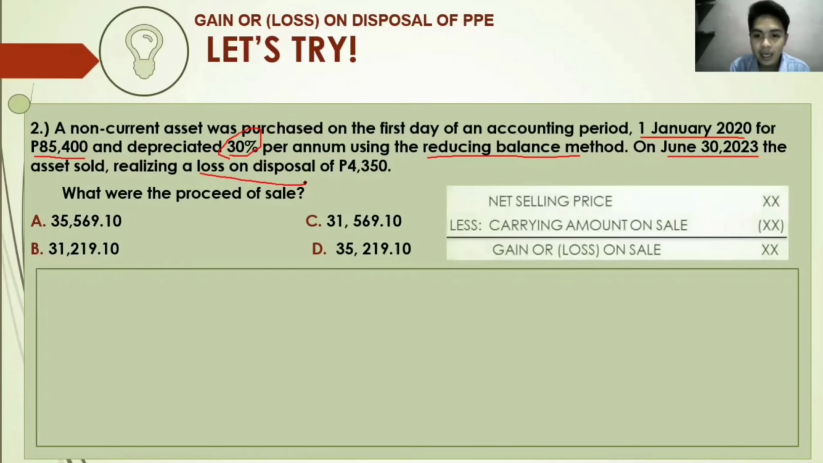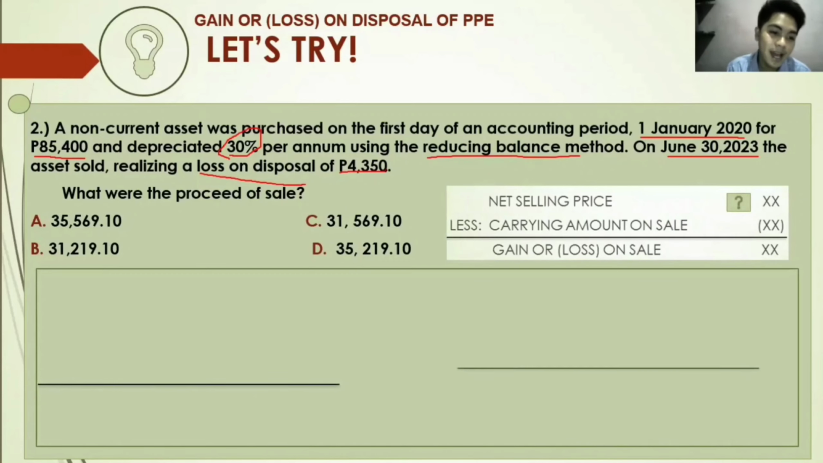Okay, so let's try. Ang nawala, net selling price. Given na yung gain o yung loss na on sale na 4,350. Ang kukuhain na lang natin yung carrying amount. Okay? So una, kuhain natin yung cost. How much yung cost? Which is 85,400. And then kuhain natin yung accumulated depreciation. Anong ginamit nila for depreciation? Reducing balance method, guys, or declining balance method. Okay? So, alam nyo naman na kung paano mag-depreciate under ng declining balance method, guys. Nasa part 1 yan. Kung hindi nyo pa napapanood, panoorin nyo na rin.